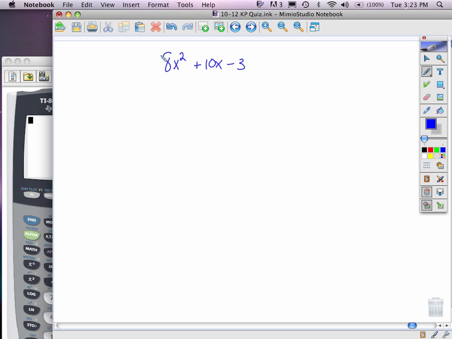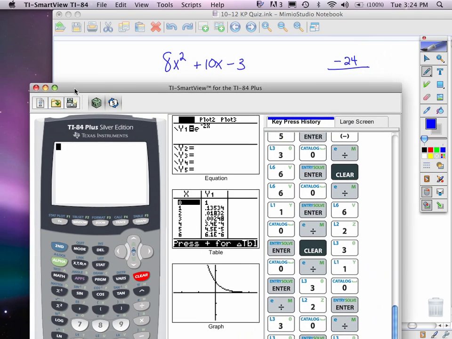Now, first thing I'm going to do is take this 8 and this negative 3, the first term that's attached to the 8x squared, and then the last one, the negative 3, and multiply them together. 8 times negative 3 is negative 24. And from this point, we're going to go to our calculators to help us find the factor pairs.